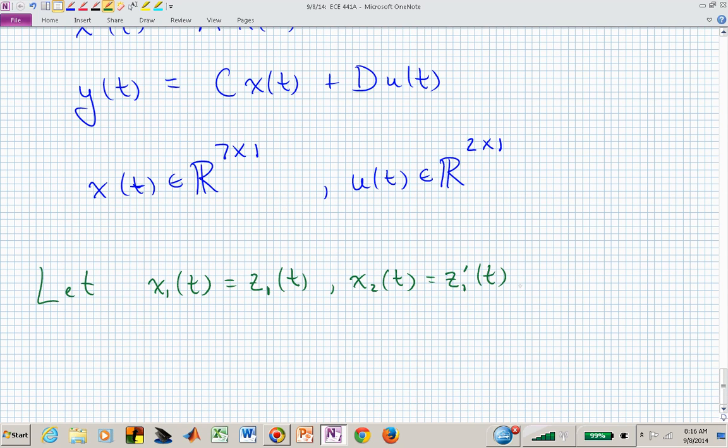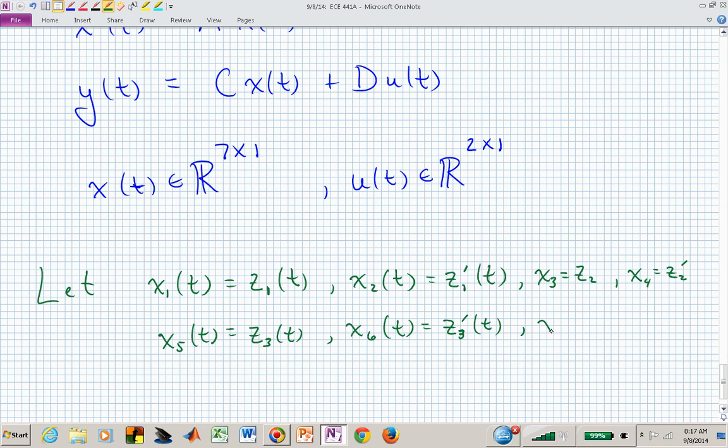If that's our strategy, let's go ahead and then say x sub 3 is equal to z sub 2, x sub 4 is equal to z sub 2 prime, and I'm trying to collapse this, so I left off the arguments, but those are all time dependent variables. x sub 5 is now z sub 3. x sub 6 is the derivative or the velocity of mass 3.